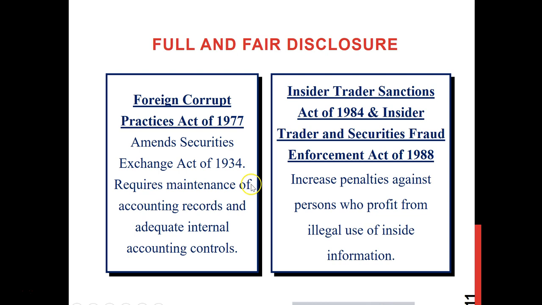You will also see a few other acts here. One is the Foreign Corrupt Practices Act of 1977, and this act requires the maintenance of accounting records and adequate internal accounting controls. Other important acts are the Insider Trading Sanctions Act of 1984 and the Insider Trading and Securities Fraud Enforcement Act of 1988.